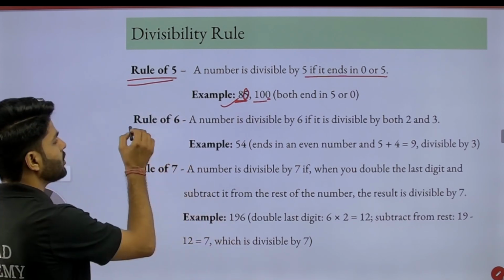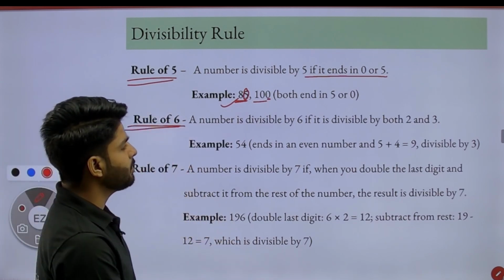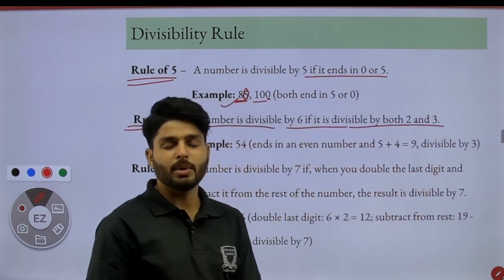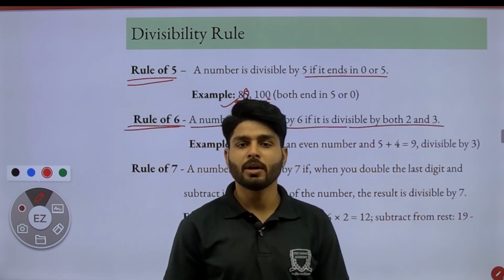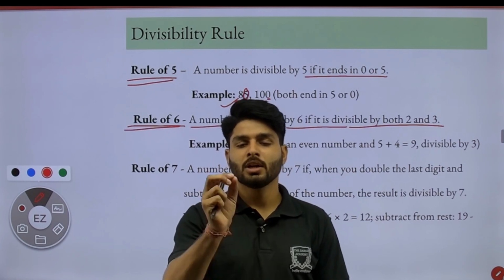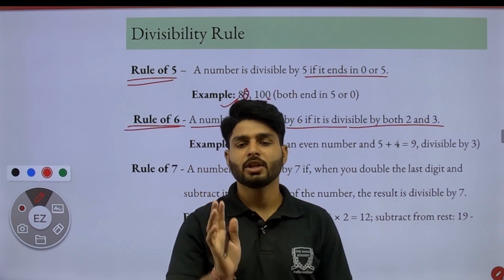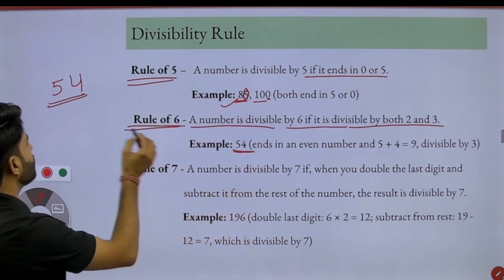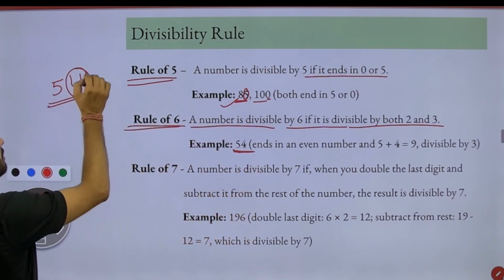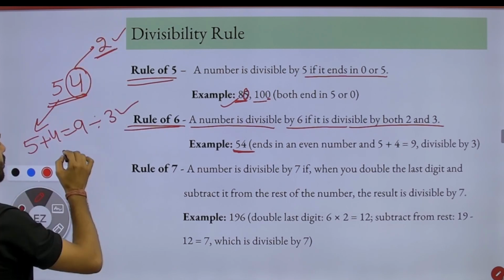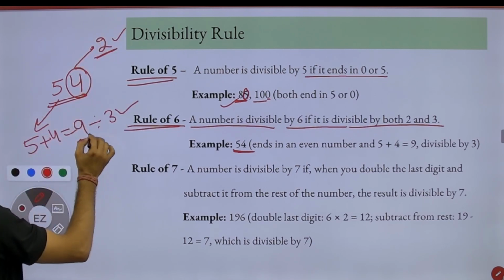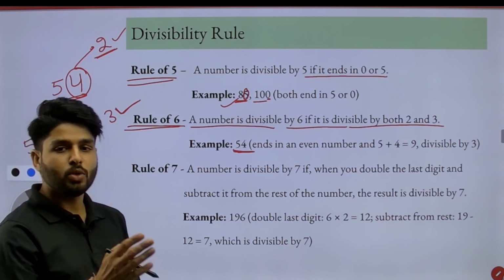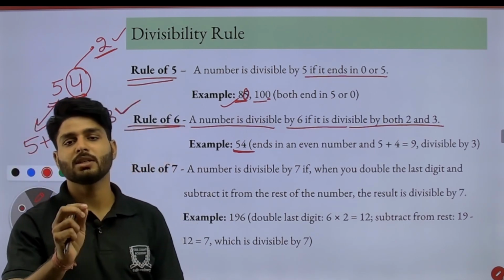So the next rule is the rule of 6. A number is divisible by 6 if it is divisible by both 2 and 3. It means any number divisible by 6 will follow two rules: first the divisibility rule of 2, then the divisibility rule of 3. So let's take an example, that is 54, and we all know 54 has unit digit 4, it means this number is divisible by 2. Okay, the sum of digits is 9, it means this number is divisible by 3. If any number is divisible by 2 and 3, it means that number is divisible by 6.